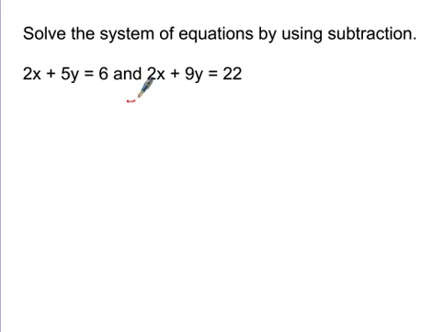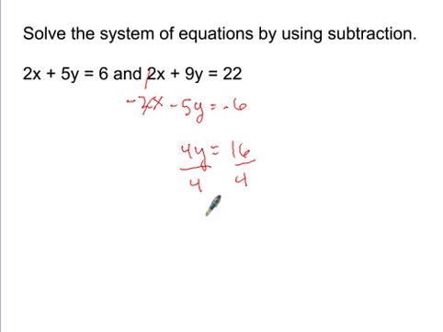Let's do minus 2x. I'm going to end up with a minus 5y as well, right? If I'm going to change 2x to negative, I've got to change this to negative. So minus 5y, and it's got to equal negative 6. You have to change the sign of everything if you change the sign of one thing. Does that make sense? And so you end up, these cancel out. 9y minus 5y is 4y, and 22 minus 6 is 16.